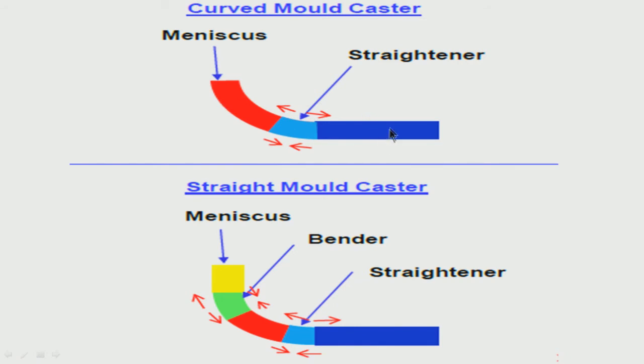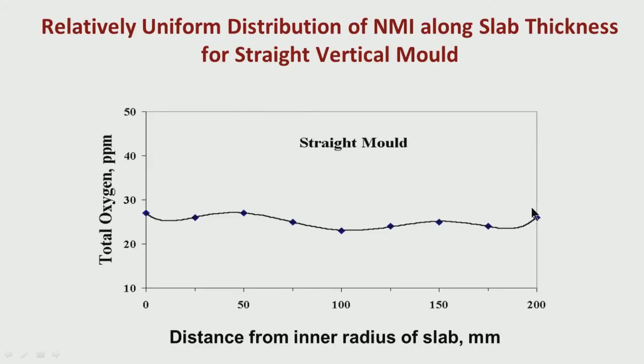So, if you analyze the slab from one surface to the other, from the inner radius to the outer radius, we find the inner radius has relatively more inclusions and the outer radius has relatively fewer inclusions. In a straight mold, it is more or less uniformly distributed. That is what I have shown; you see, this is more or less uniformly distributed.